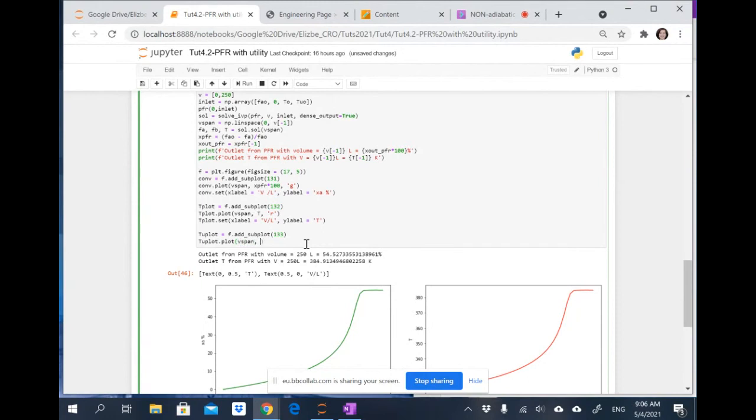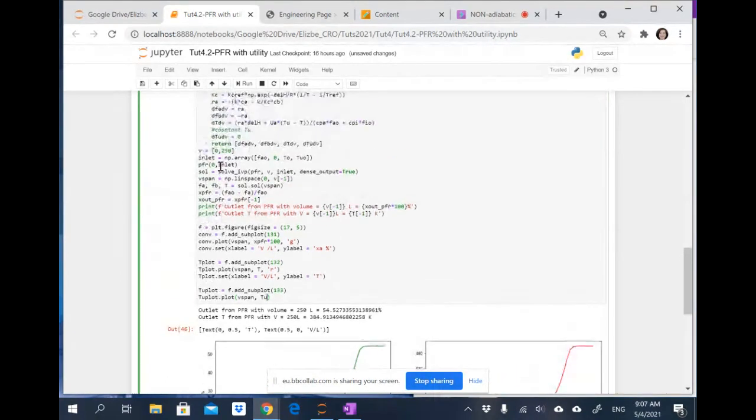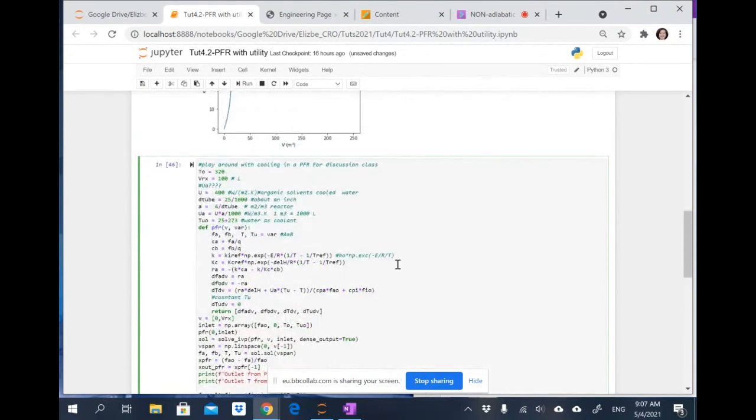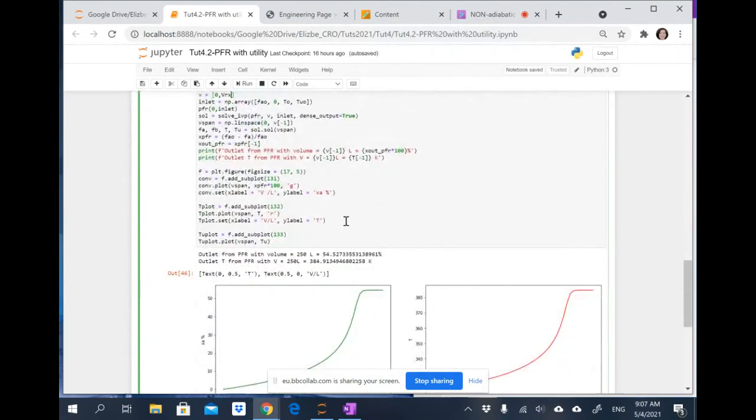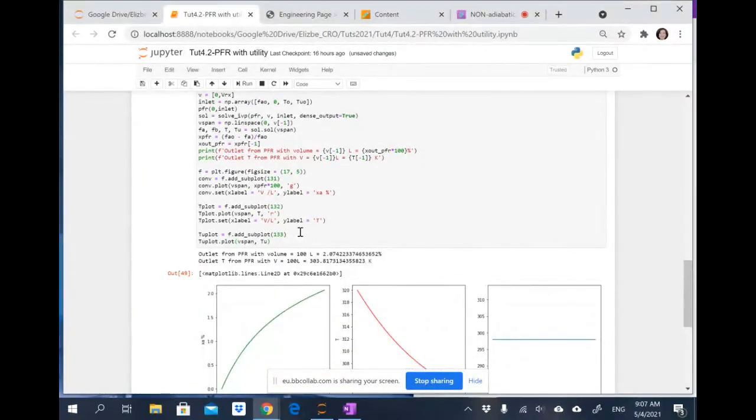What do I want to plot? My V span, and I have to plot my TU. Let me see if I unpacked my TU here. Yes, I've got my dense output. No, I forgot about that. So TU is going to be, and I now use the dense output, so my solution is just going to be integrating that PVR with my volume. Let's use the volume of my reactor that I can change as a variable. I set it up over there. Now I think I am ready to run. So let's see whether I was in fact, yes.